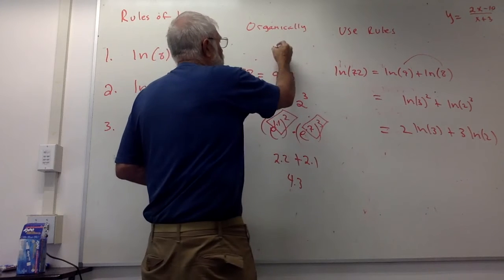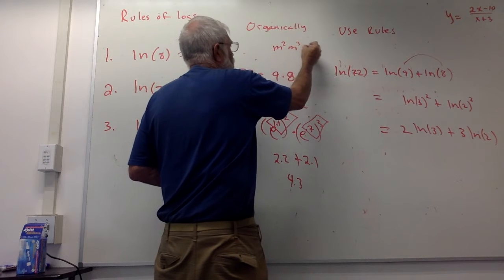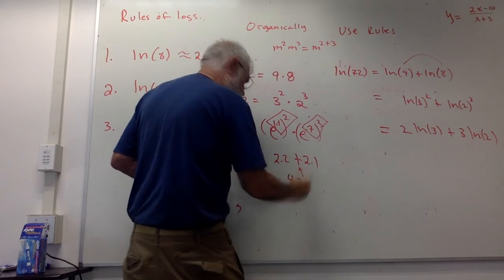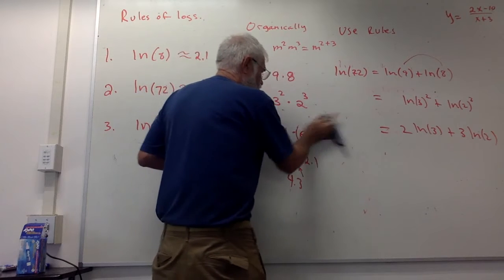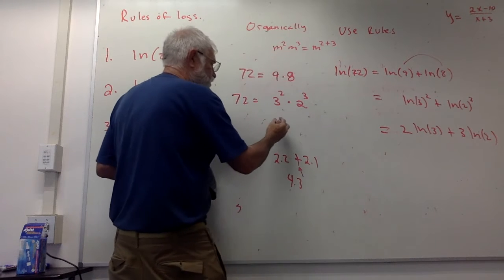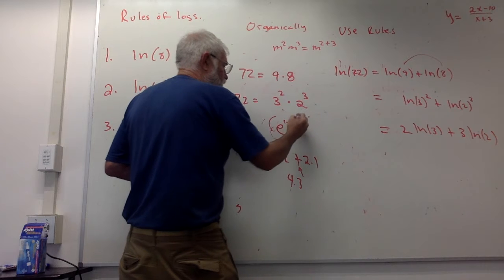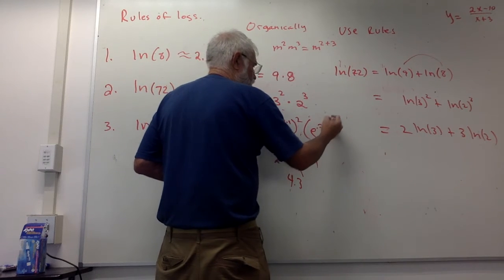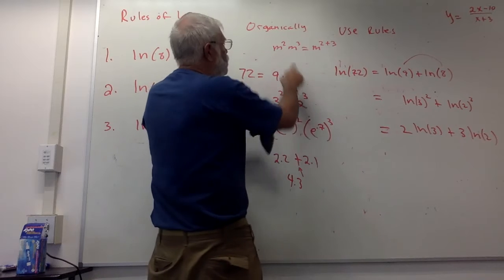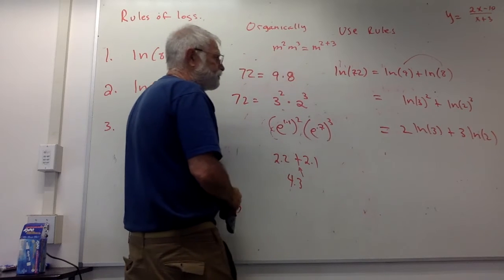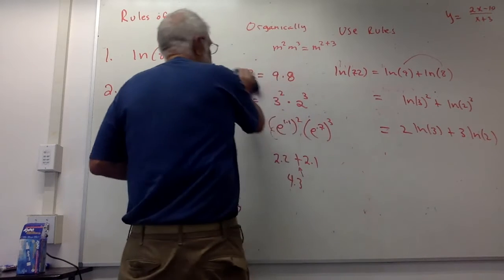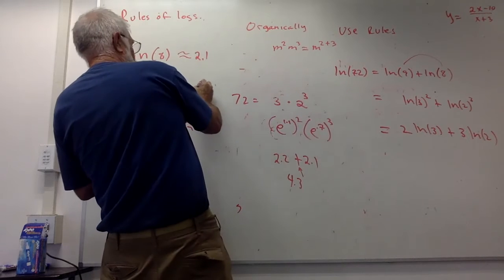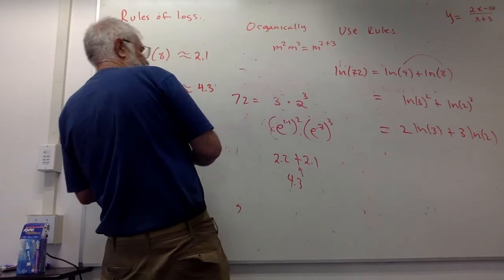And when you do something like m squared times m cubed, you add 2 and 3. That's why there's a plus sign there. Because this is, I'll get rid of all the unnecessary writing, e to the 1.1 squared, times e to the 0.7 cubed. And there's a multiplication just like that. So there's addition. Now, that answer was 4.3, so you would have put 4.3 right there.